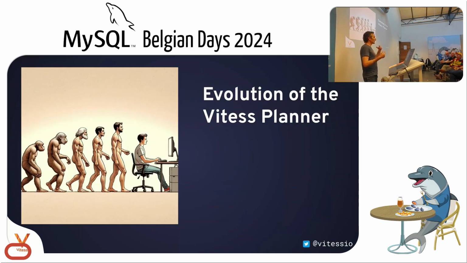So Vitess was developed at YouTube back in 2010, I think. And when it started out, it didn't have a query planner per se. It had more of a query dispatcher, where the application had to tell Vitess which shard to send the query to.